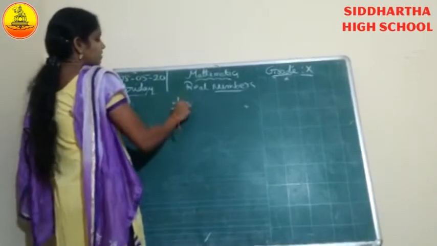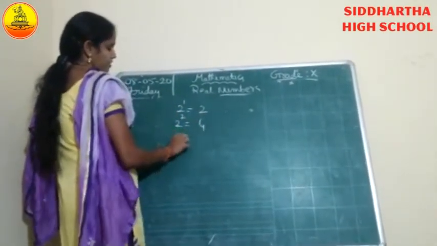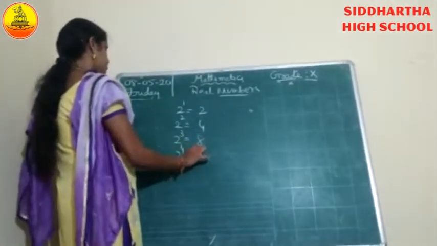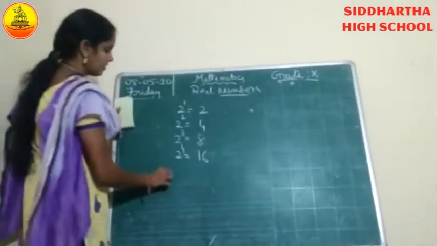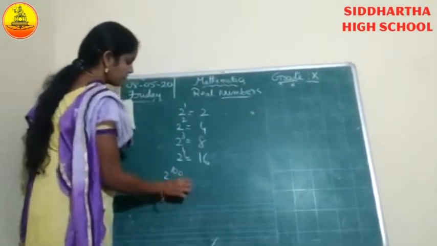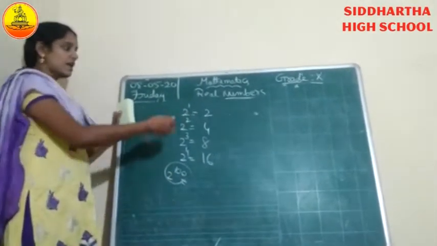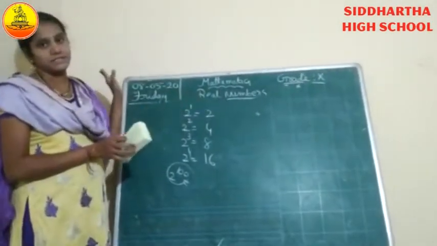Can you say 2 power 1 value? 2. 2 power 2? 4. 2 power 3? 8. 2 power 4? 16. So here, can you say 2 power 100 ends with which number? Here we cannot say. After calculating we can say. But it ends with an even digit.